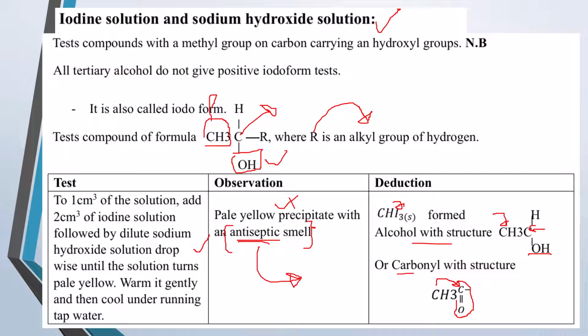So in your deductions, someone may not draw the structure, and you just say methyl group attached to a carbon atom carrying a functional group. You are going to get all the marks. So you simply say methyl group attached to the carbon atom carrying a functional group present. You are going to get all the marks.